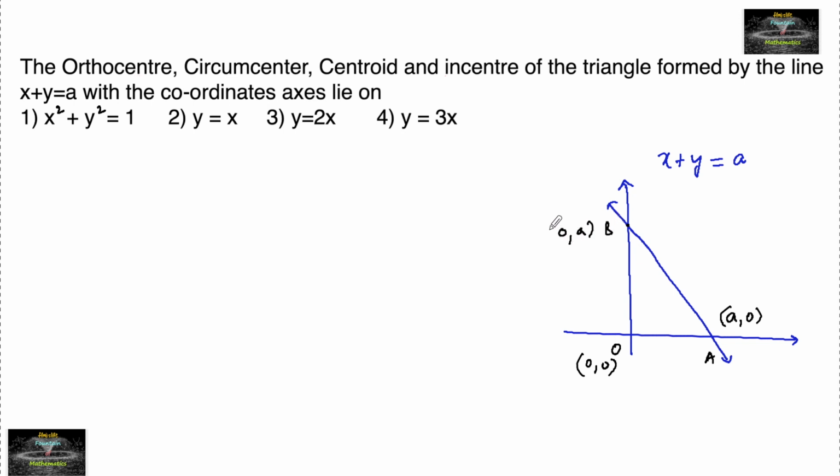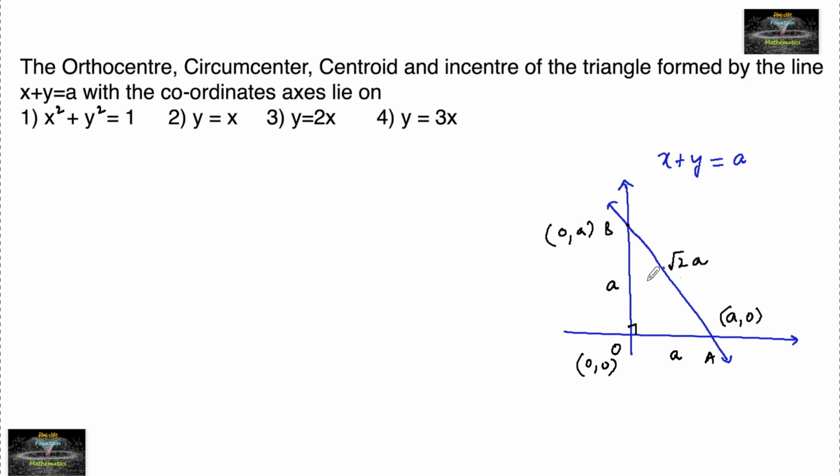So we can say it's a right angle isosceles triangle, and OA is equal to a units, OB is also equal to a units, and AB is equal to the square root of a squared plus a squared, that is 2a squared, that is root 2 a, we can write. So this is root 2 a.